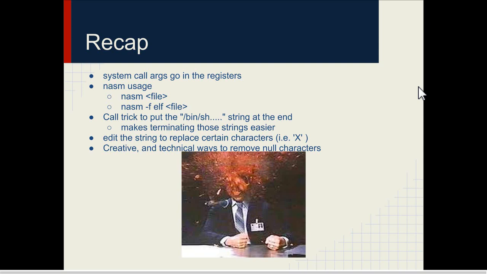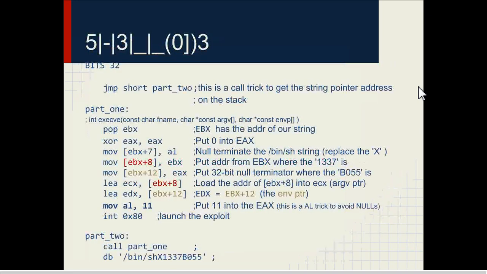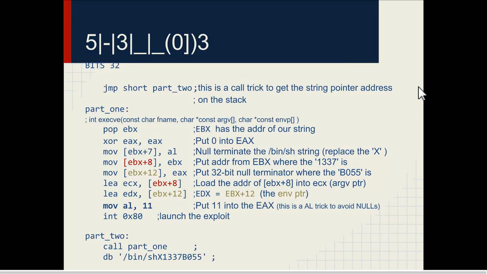Yes, question. I was just reminded, I had a question about the call trick. I'll go back to it. Just to clarify, if you were to happen to run into one of the null bytes in part one, would it jump back and return to part two, or would it just exit out of the whole thing?